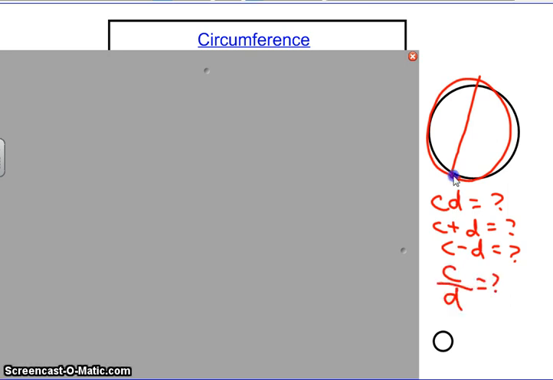And they found that no matter the size of the circle, every single time they did this, they got this interesting number that goes on and on. And so that's how pi was discovered.